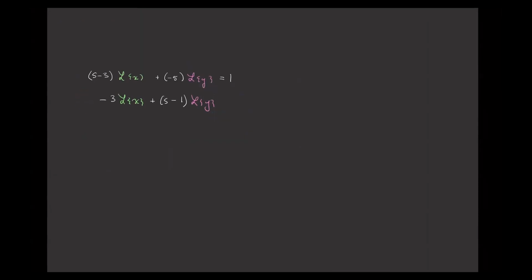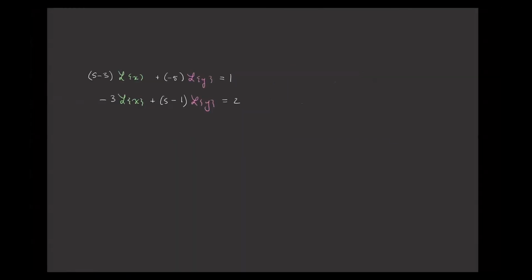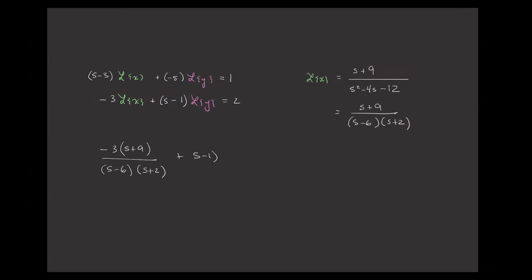So we originally had this set of equations. But then we also came up with this. We said that L of x is equal to this. So at this point, you can either just substitute in L of x or you can do the elimination process again. Either way, doesn't really matter. Maybe what I will do is substitute in L of x. And in that case, I'm going to get negative 3 s plus 9 divided by s minus 6, s plus 2, plus s minus 1 Laplace of y is equal to 2. So notice I just substituted this into the equation.